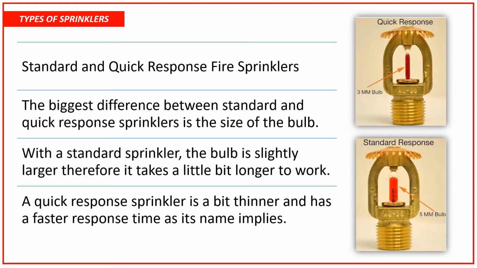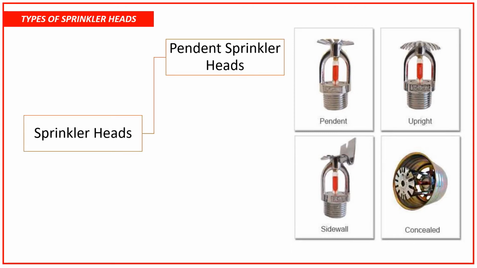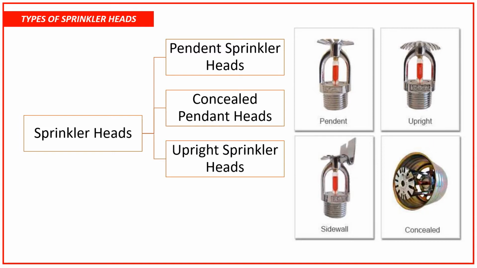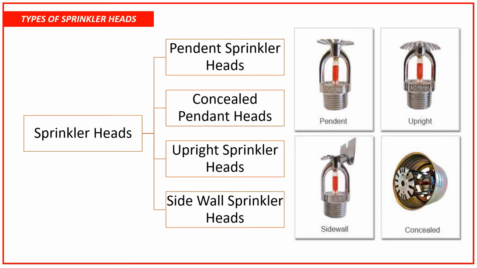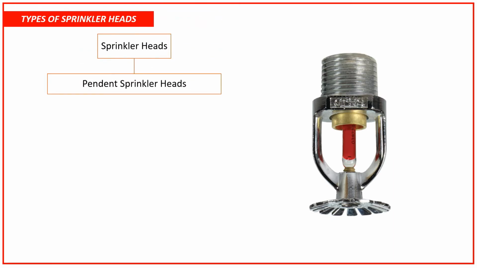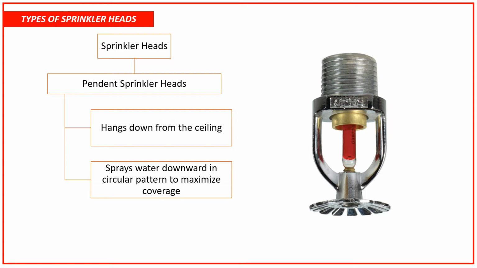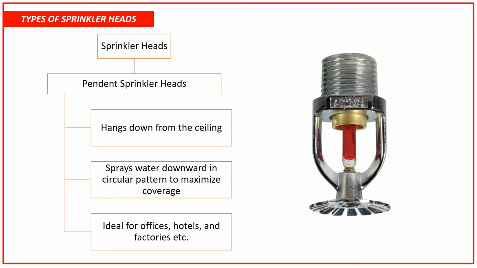Next one, types of sprinkler heads. There are 4 types of sprinkler heads: pendant sprinkler heads, concealed pendant heads, upright sprinkler heads, sidewall sprinkler heads. Let me brief one by one. Pendant sprinkler heads. It hangs down from the ceiling, sprays water downwards in a circular pattern to maximize coverage. Ideal for offices, hotels and factories, etc.